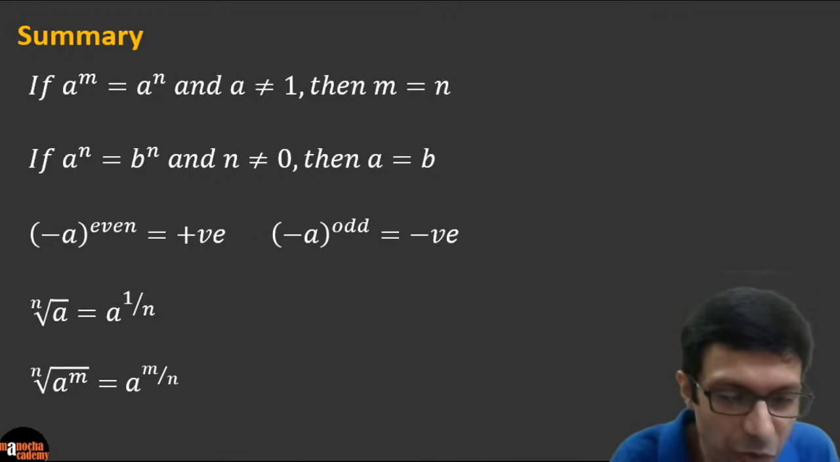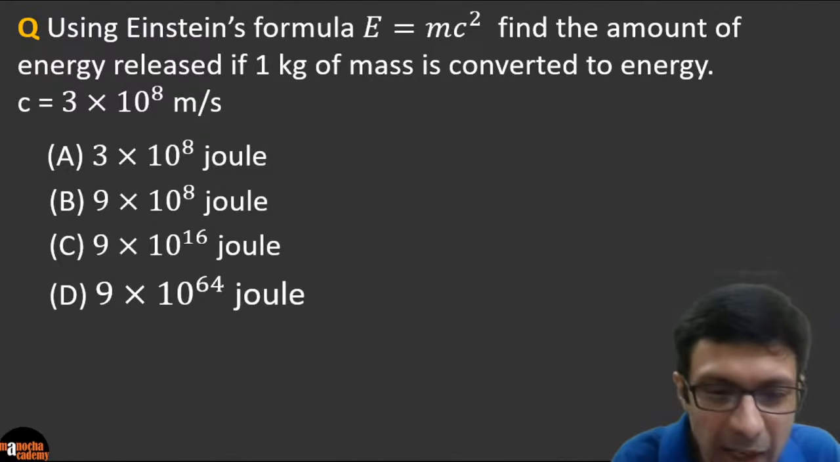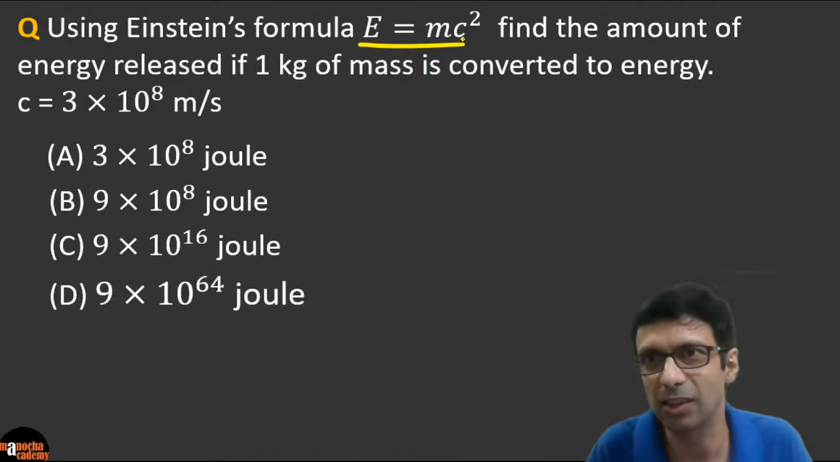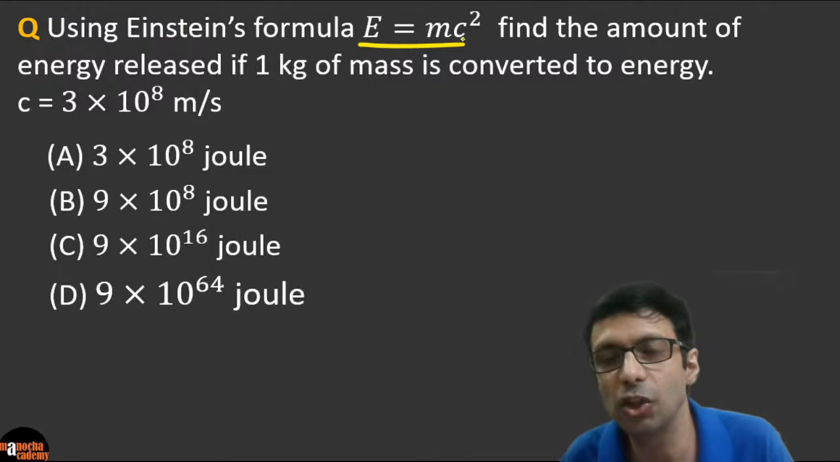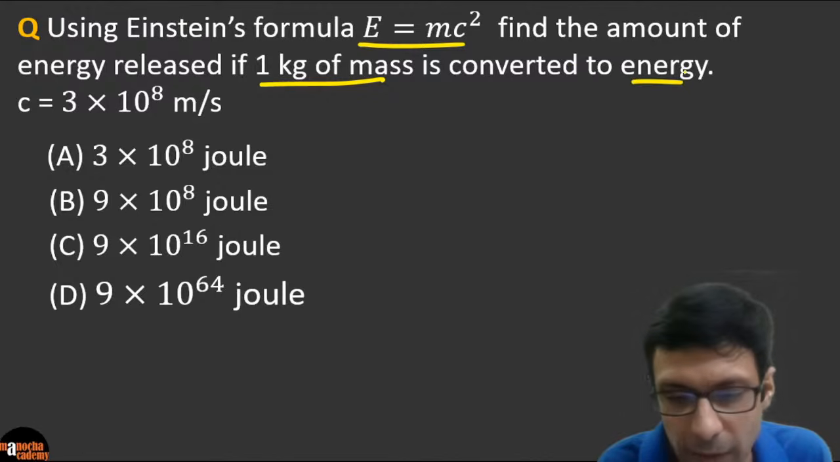And now I've got an interesting question for you based on Einstein's famous formula, guys. E equal to mc square. You must have heard of this mass energy conversion. So let's use our maths knowledge for science. Come on. So can you find the amount of energy released if 1 kg of mass is converted to energy?